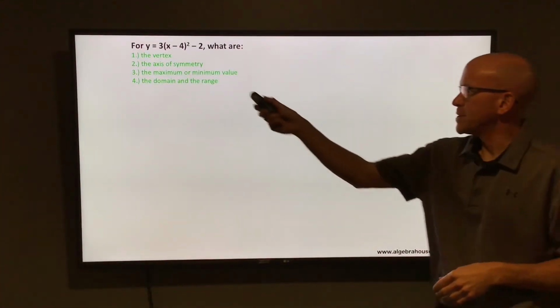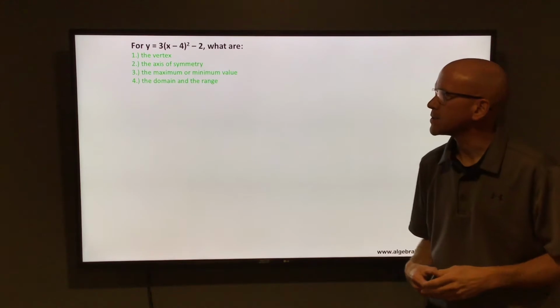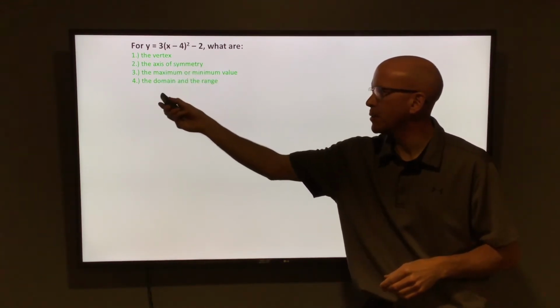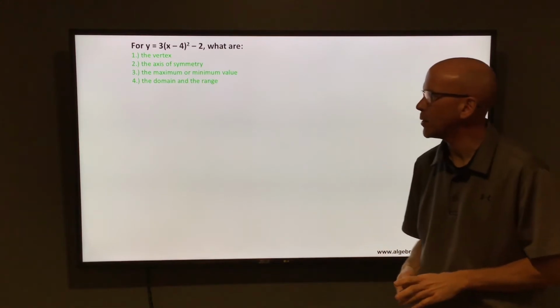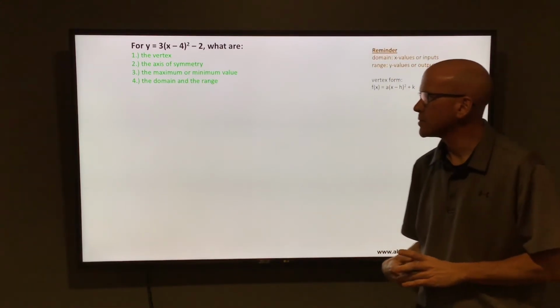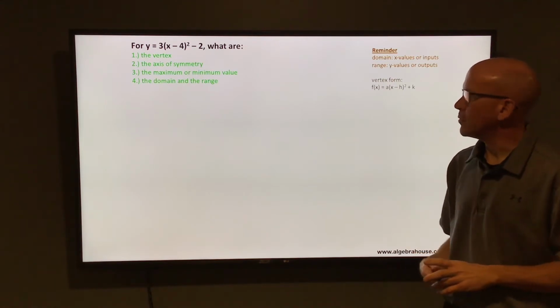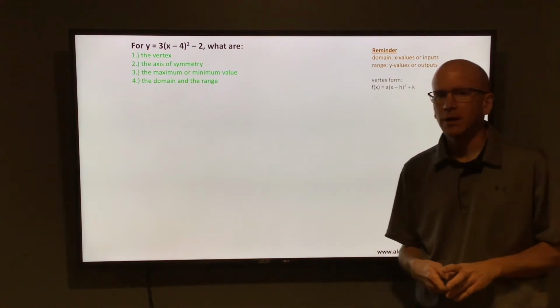For y equals 3 times the quantity x minus 4 squared minus 2, what are the vertex, the axis of symmetry, the maximum or minimum value, and also the domain and range? We're going to find those 4 things. Just a reminder, the domain is the set of x values or the inputs. The range is the set of y values or the outputs.